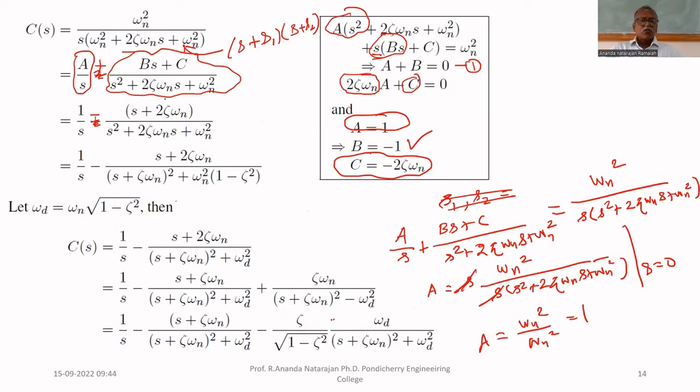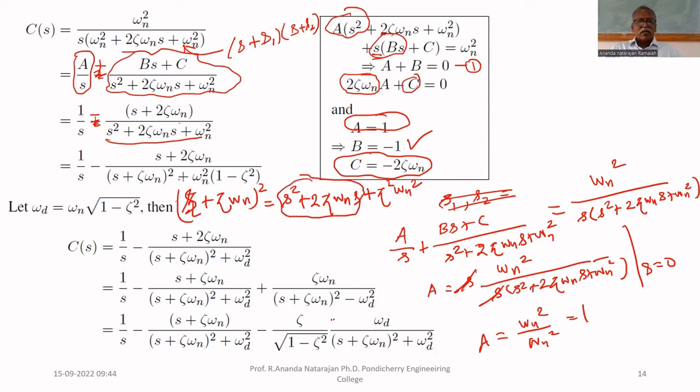Here, we are separating this into 2 parts. One is 2 zeta omega n S. So we can write this as S plus zeta omega n whole square. That is equal to what? S square plus 2 zeta omega n S plus zeta square omega n square. So the first 2 terms are here. What is the term missing? Zeta square omega n square is missing.